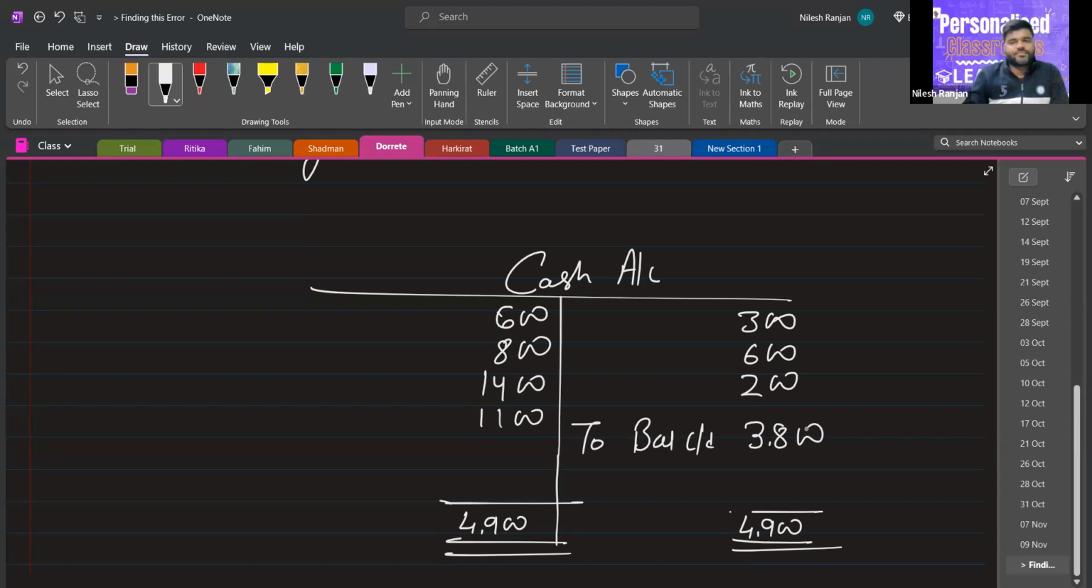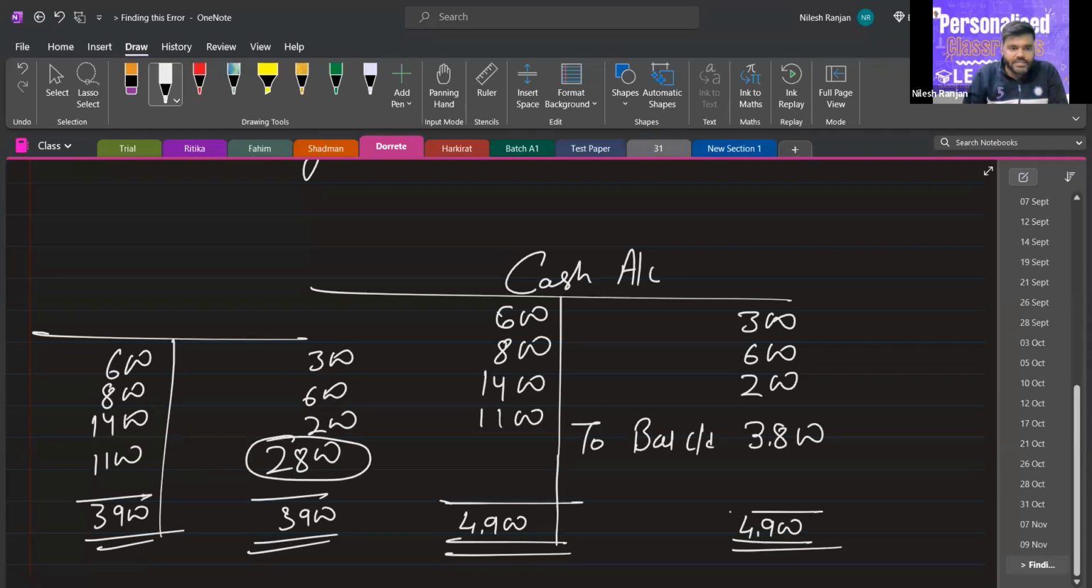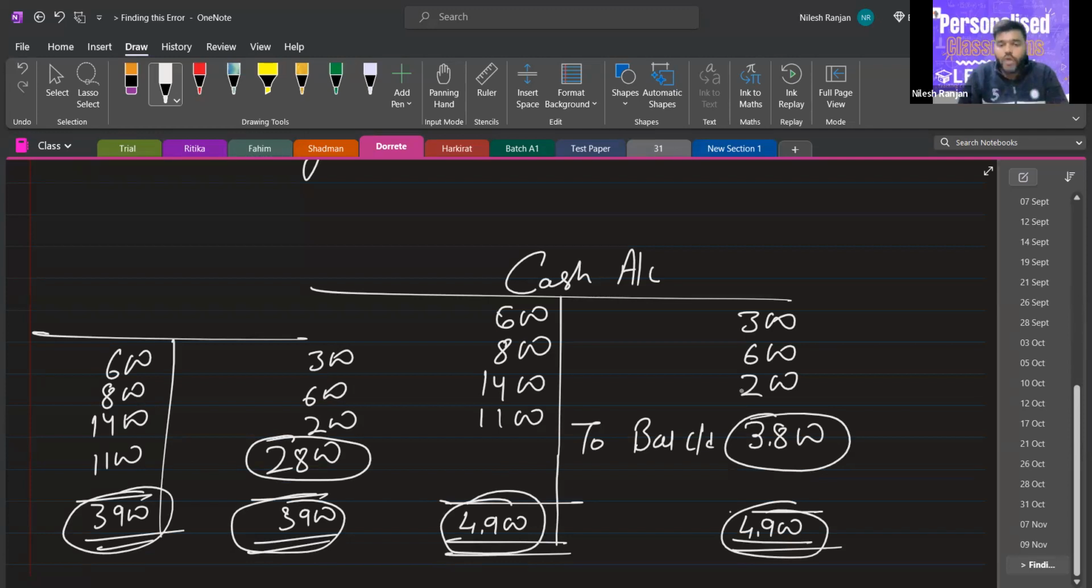Before preparing this cash account, I have just written a total and balance here. Can you tell me the amount? Okay, I'm writing it again. 2,800. The total of the side is 3,900 and the balance was 2,800. This is the correct balance and this is the correct total, but we made a mistake in preparing this and totaled the wrong amount. We have calculated the wrong balance here. So now you have to correct this.